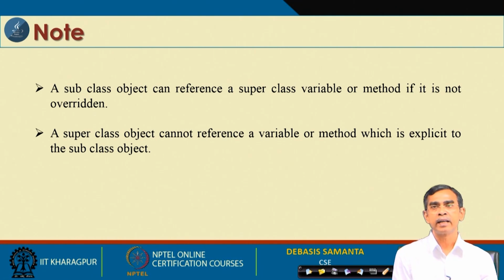Now, regarding this inheritance concept, one thing that we should note is that a subclass object can refer to a superclass variable or method if it is not overridden. That means all the methods and variables are accessible to the subclass if they are not defined in that class itself. On the other hand, the reverse is not possible. A superclass cannot access any variable or method which is defined in the subclass. So, it is one way traffic. We can access from the subclass only, but from the superclass, other than the methods or variables defined in the superclass, we cannot access anything from the subclass.